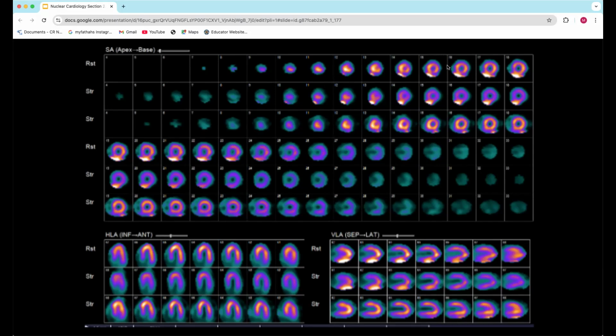Again, would have been ideal if we could have got a better rest scan, but what's nice about this is this stress scan looks good. We have a separation, and you'll notice that the entire cardiac wall's filled in. There's no defect. So we've at least answered our question that this is a normal stress test, right? It looks great. This is diagnostic.